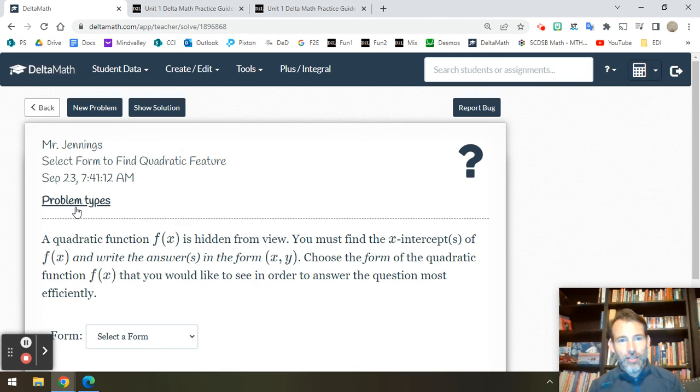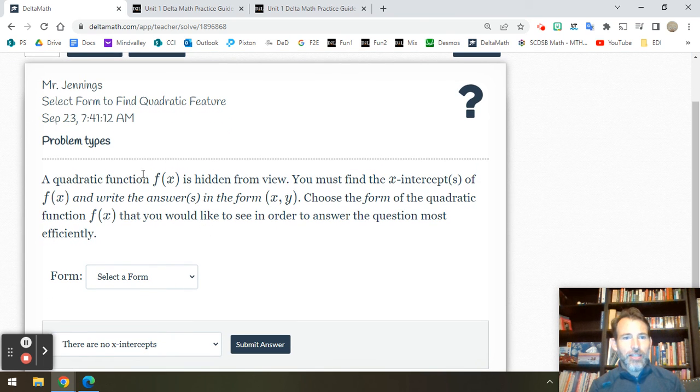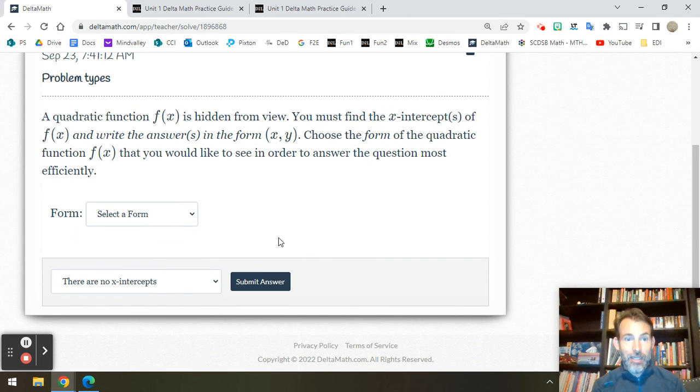So you're going to take a look at this problem, and it tells us that there's a function f of x. It's quadratic and it's hidden from view. We must find the x-intercepts and write them as points. We're asked to choose the form that we would like to see to answer the question most efficiently.